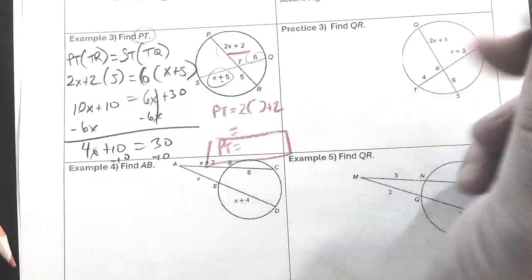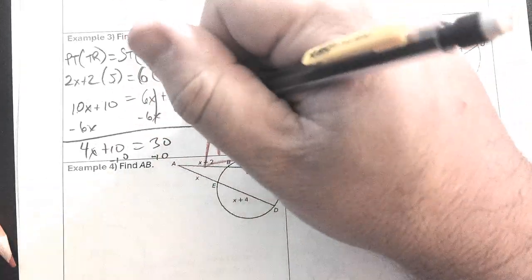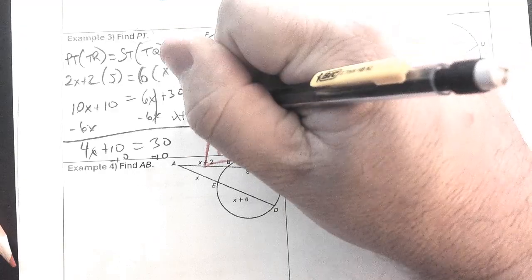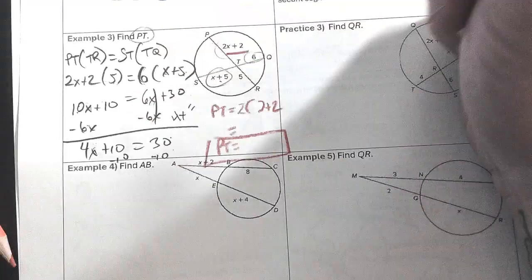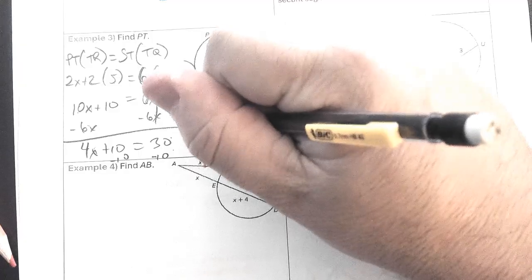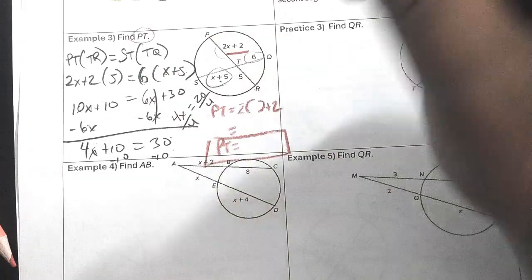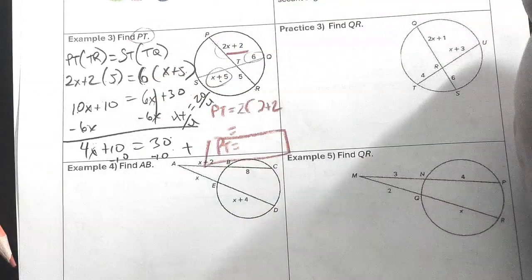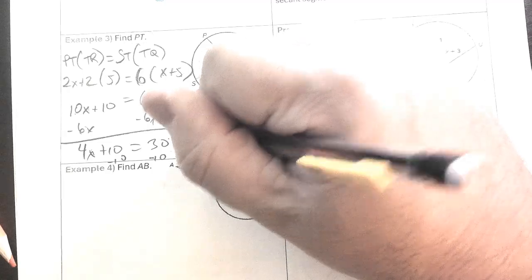Subtract 10. I'm going to move over here sideways. So we got 4x equals 30 minus 10, which is 20. Now we got to divide both sides by 4. So x equals 20 divided by 4, which is 5.